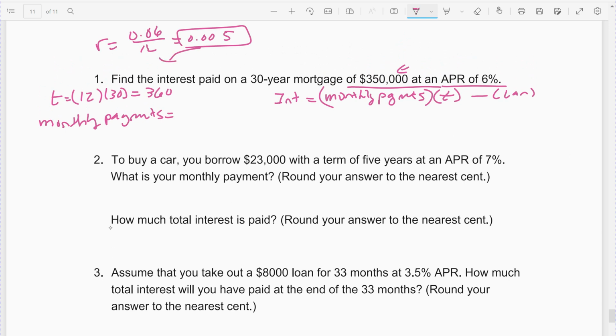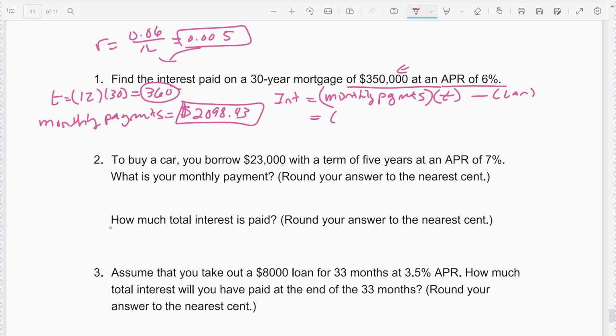Plug it in the formula, make sure you're careful, try it on your own. Make sure you know how to get to the monthly payments on your calculator. The monthly payments should come out, whether you're using the formula or the finance key, $2,098.43, which again is not the answer. That's the monthly payments. You're going to pay those 360 times.